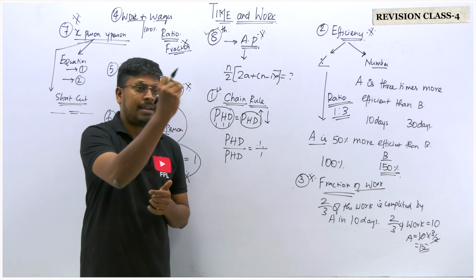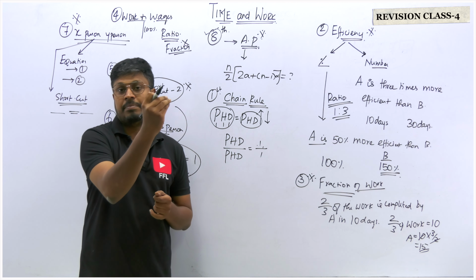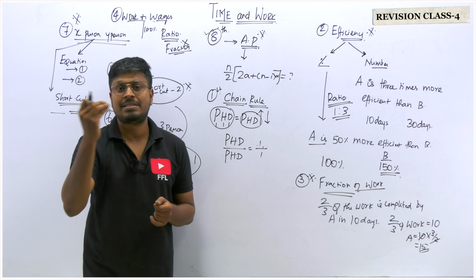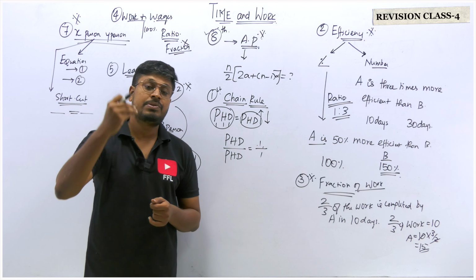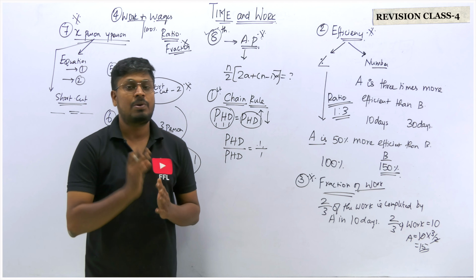One is, by reading a question, we frame an equation, and for each equation we mention it as first equation, second equation, and then we solve both the equations. That is the normal algebraic method. So that is one way of solving a question.